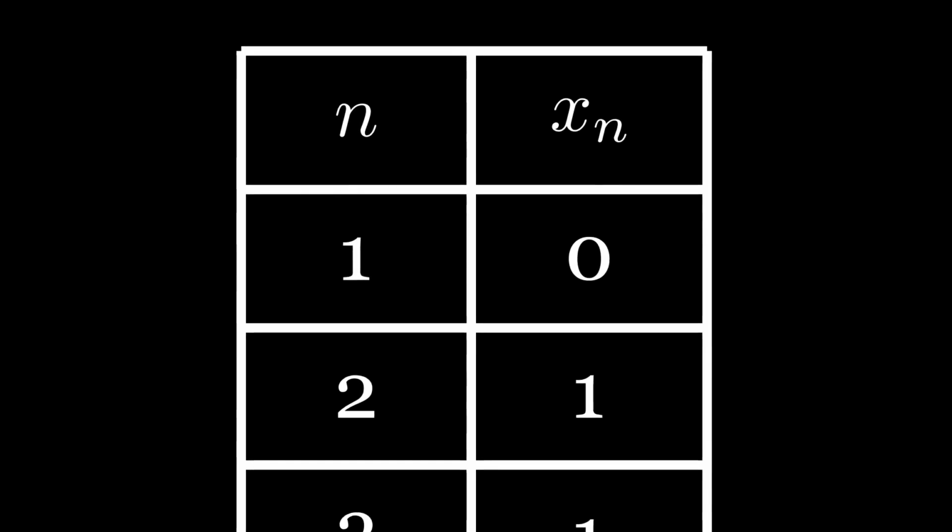Now, the first number of the Fibonacci sequence is 0. The second is 1. The third is 1 again. The fourth is 2, and the fifth is 3. This is pretty normal, we're just counting from 1 to 2 to 3. But then we get to the sixth value, 5. Wait, 5? What's going on here?